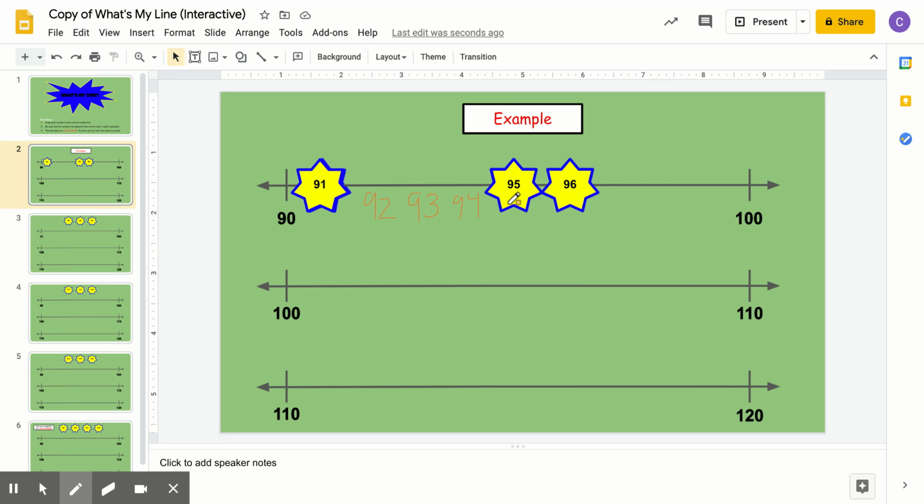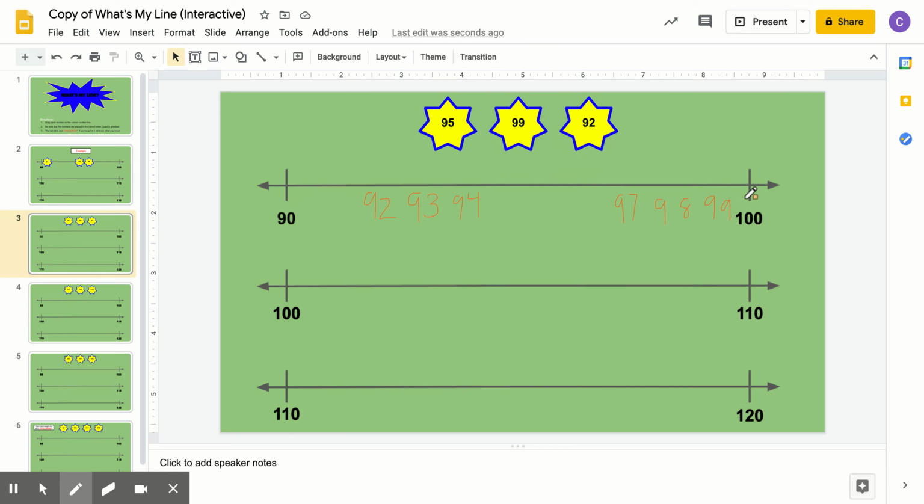Then after 95, we know that 96 comes after, and then we have 97, 98, 99, and 100. All right, let's do the next one.